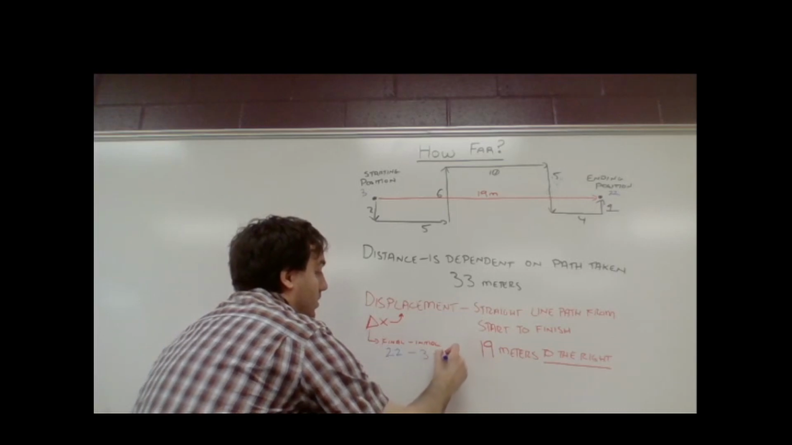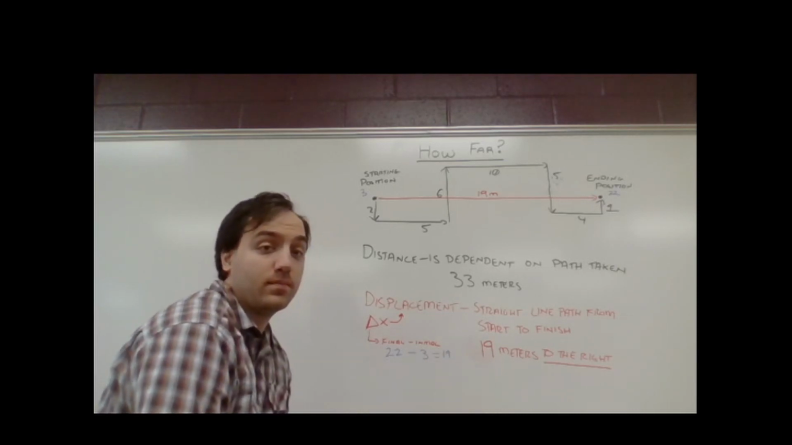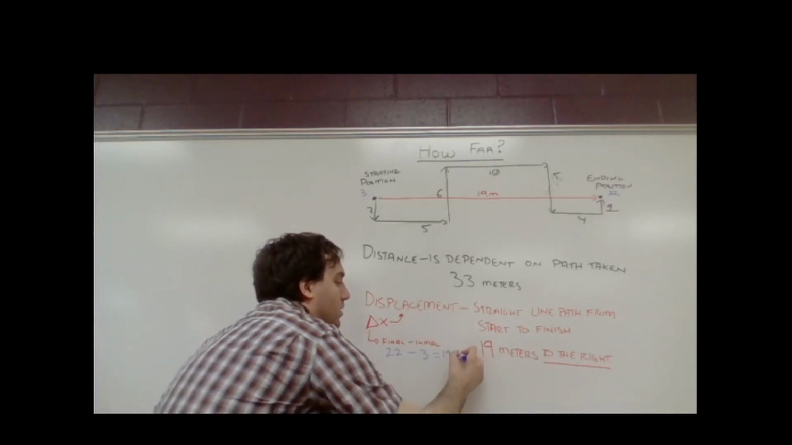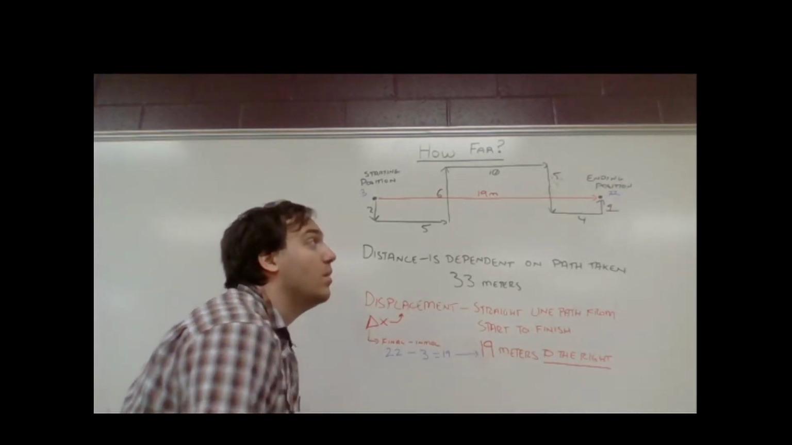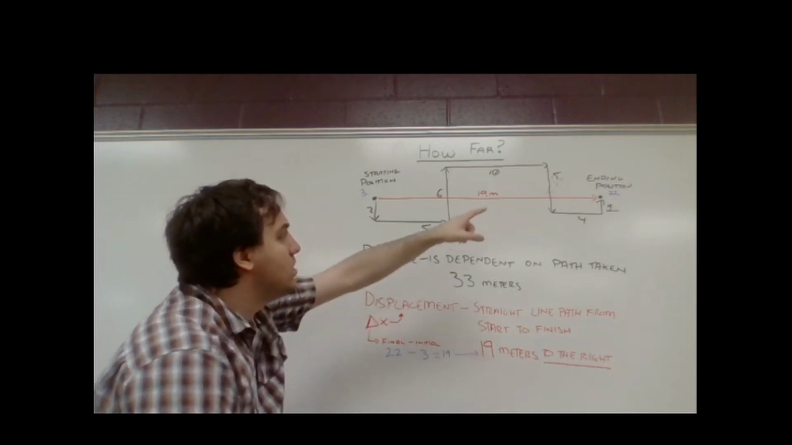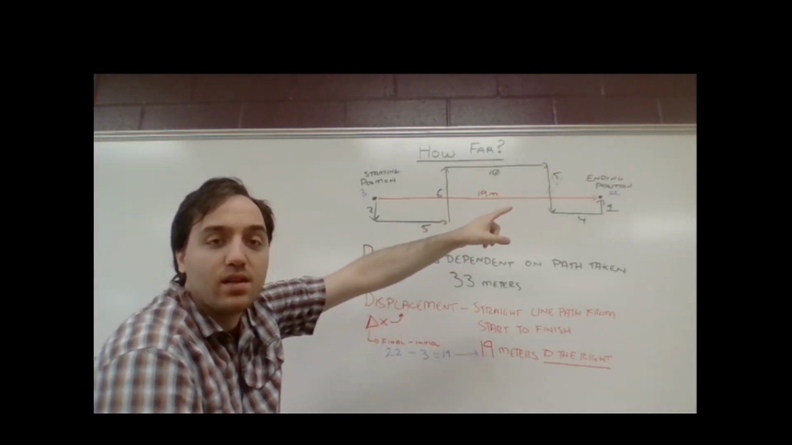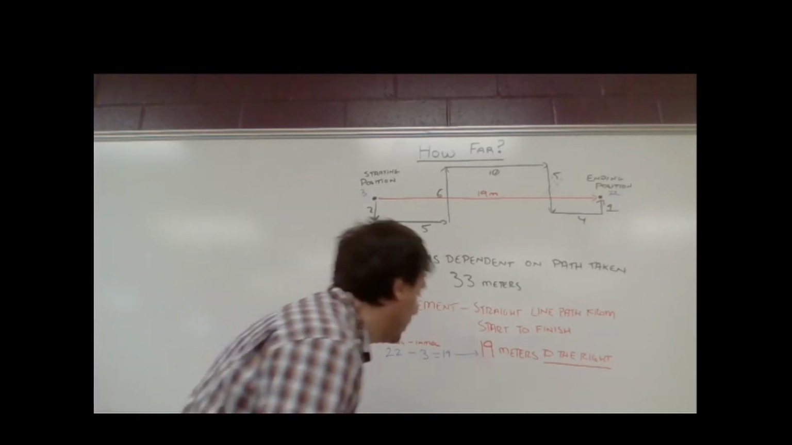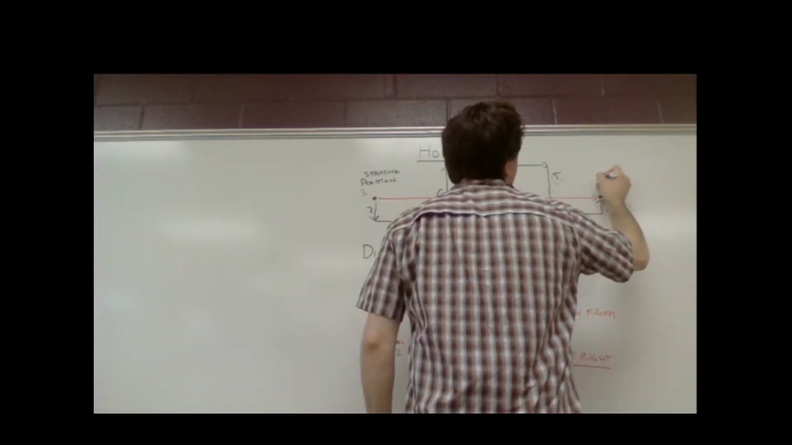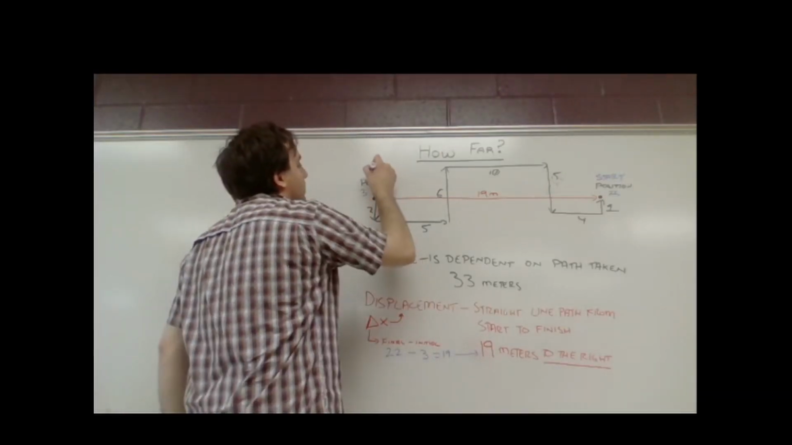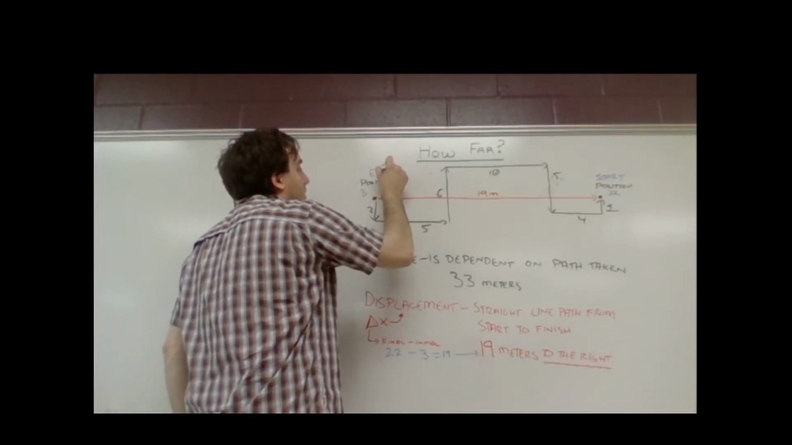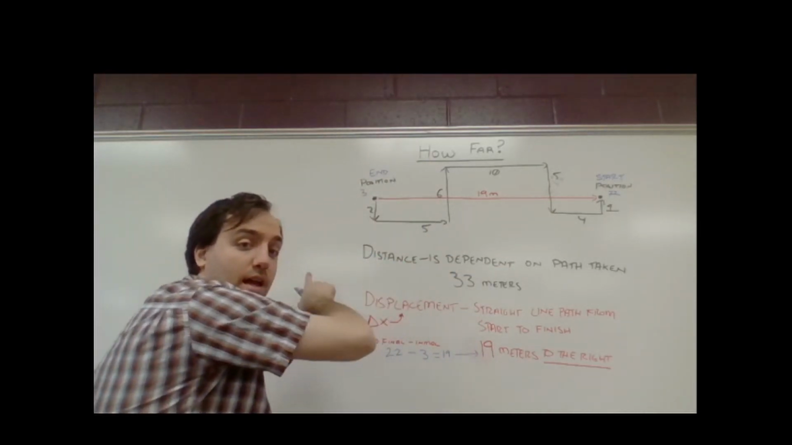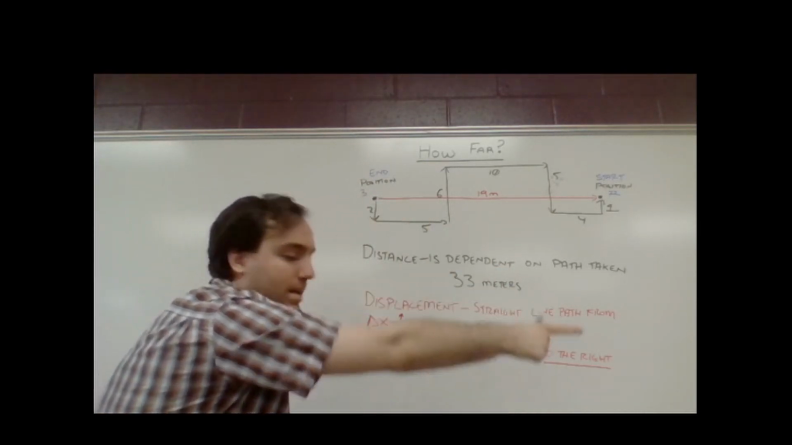which is 19. 19 meters to the right, or 19 meters positive. But let's say we flip that. What if you started over there where I labeled the end, and ended over here where I labeled the start? Let's just flip that. You start here and end here. Start to end. Final minus initial.